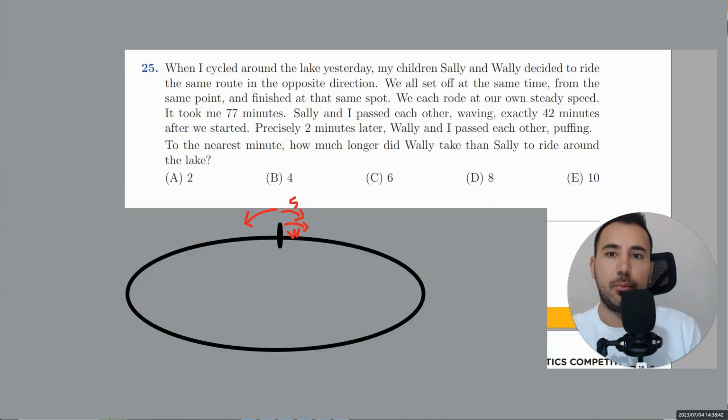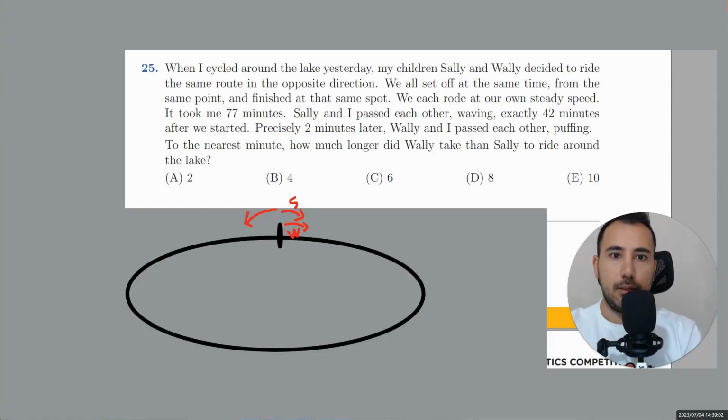When I cycled around the lake yesterday, my children S and W decided to ride the same route in the opposite direction. We all set off at the same time from the same point and finished at the same spot.